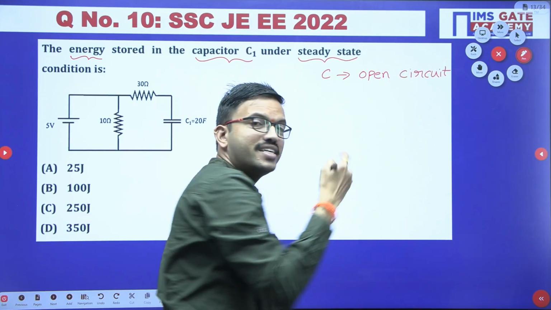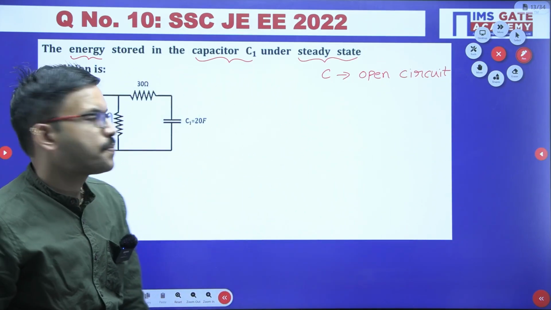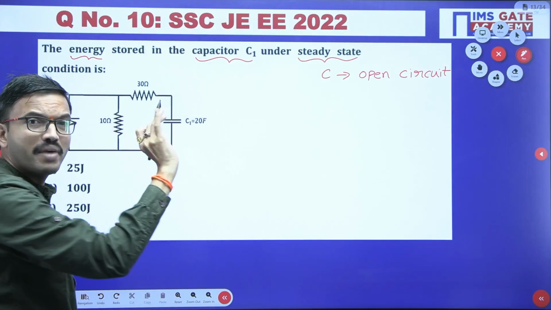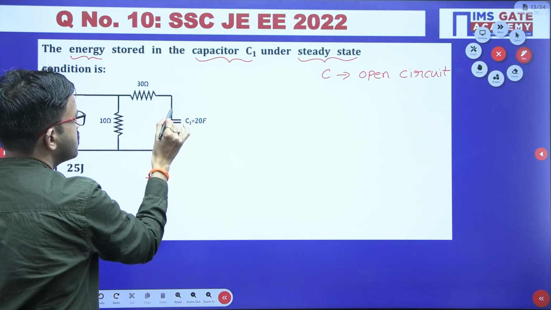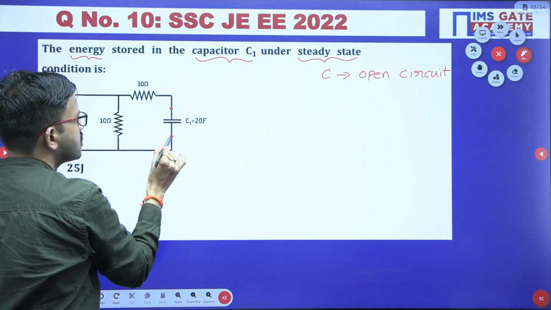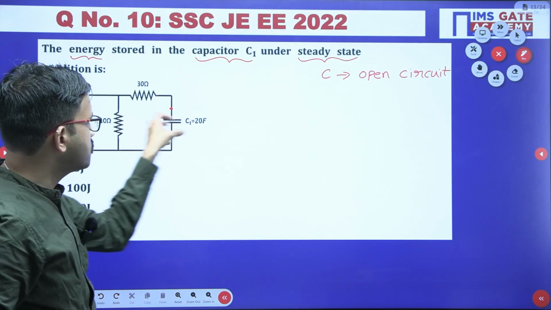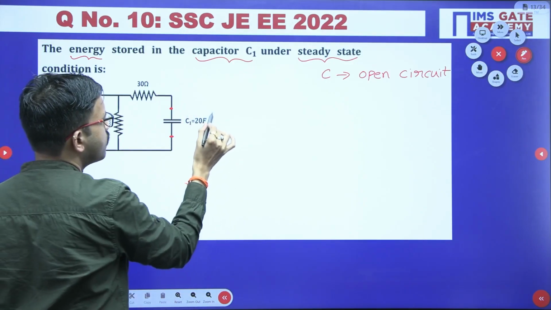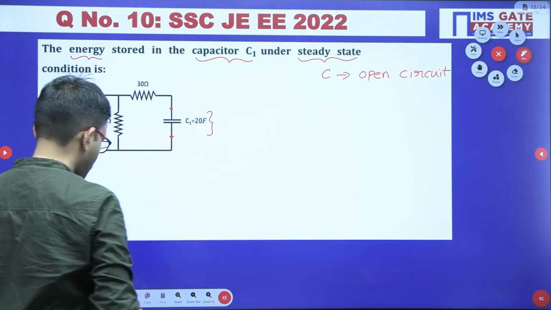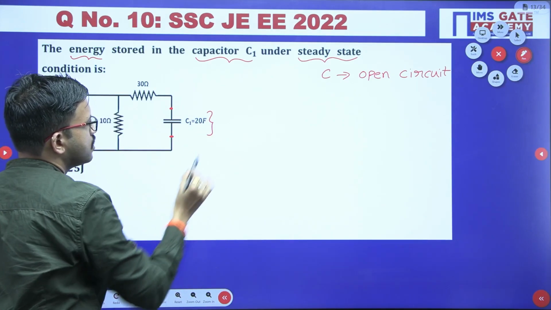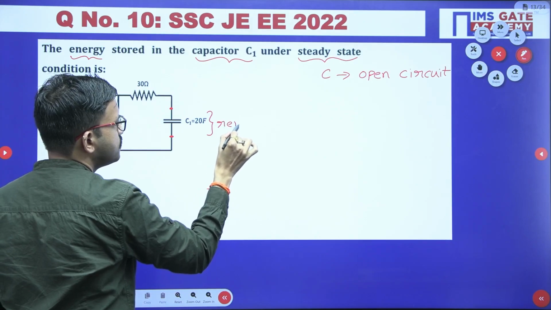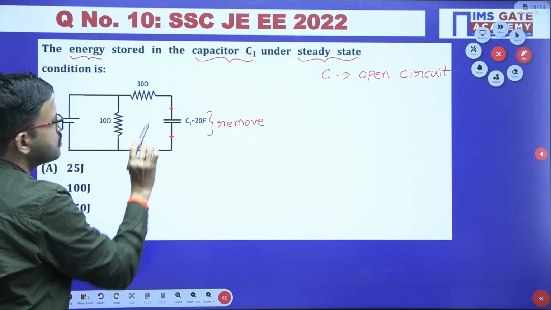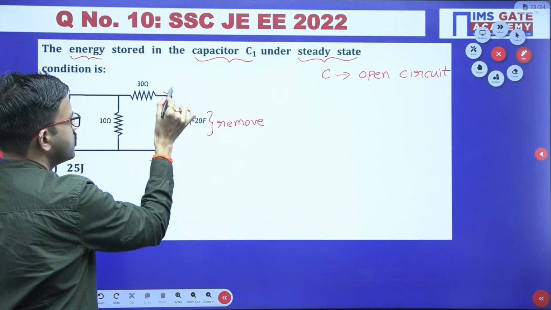If you are having inductor, it will act as short circuit. Here you are having capacitor, but since they have mentioned steady state, you have to remove the capacitor from the circuit. After you have removed the capacitor from the circuit, the terminals will become open. So when terminals become open, obviously there is no current flowing.